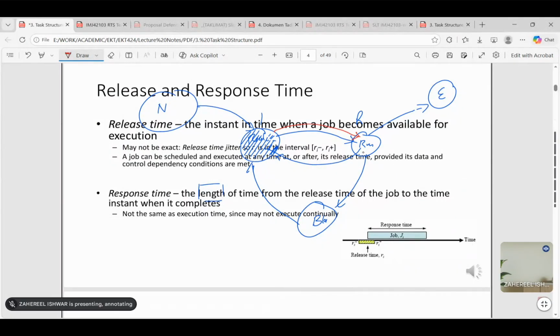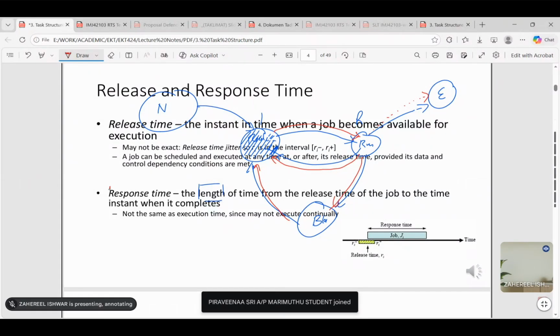Well, there are many things that can happen. It can go here, and after that, of course, it goes back here, or it can go here, and finally it goes to exit. So all in until it goes to exit, that is the response time. How long your job takes? Okay, not the same as execution time.